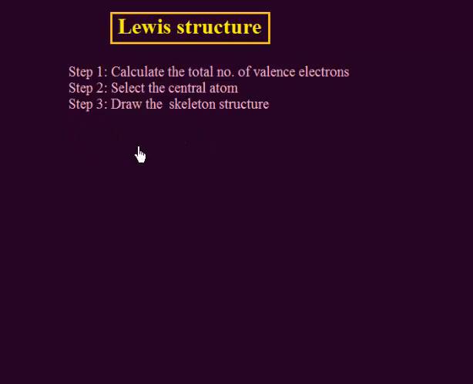Let me take one example here, that is carbonyl dichloride, and its chemical formula is CCl2O. To draw its Lewis structure, we follow these steps. First, we calculate the total number of valence electrons. Here we have carbon, and there is only one carbon. Carbon has 4 valence electrons because it is present in the fourth group.